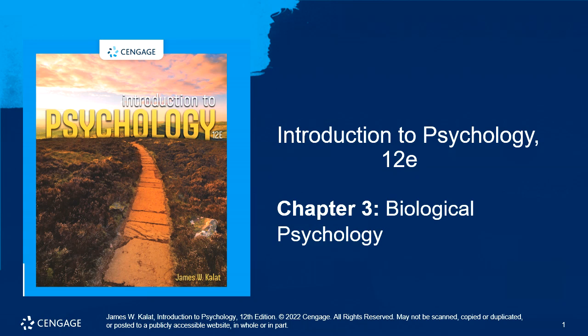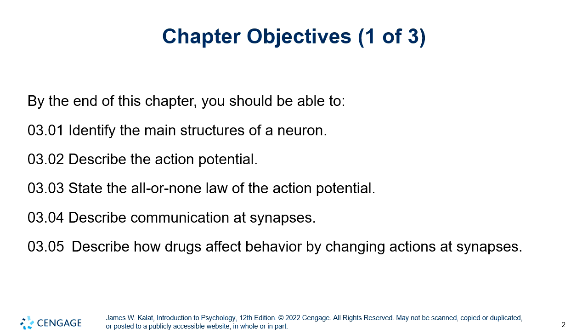All right, for Introduction to Psychology, this is Biological Psychology, Chapter 3. Our objectives for this particular chapter are to be able to identify the main structures of a neuron, describe what an action potential is, talk about the all-or-none law of an action potential. Also, we'll describe communication and synapses, and then we'll start speaking about how drugs affect behavior by changing actions within a synapse.